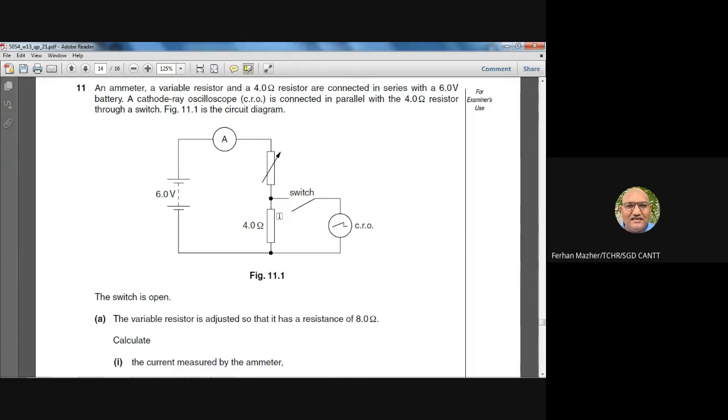That is equal to the EMF of the battery divided by the total resistance of the whole circuit. We know that R1 is 8 ohm and R2 is 4 ohm, so the total resistance will be 12 ohm. And we know the voltage of the battery is 6. So I is equal to EMF divided by total resistance. That will be 6 divided by 12, and you will get the answer 0.5 ampere.